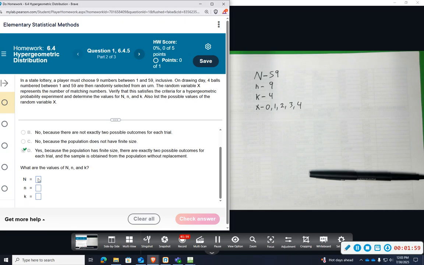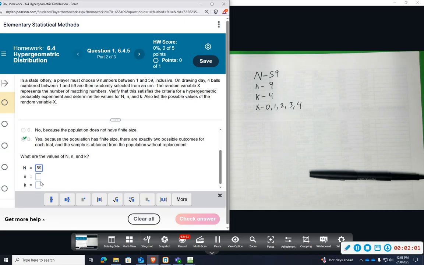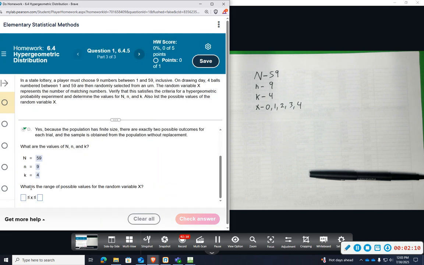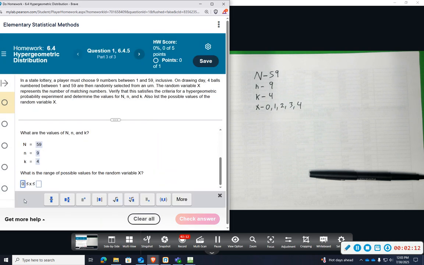All right, so it's asking for the values. We're going to input 59, 9, and 4. And then the possible range would go from 0 up to 4 max.